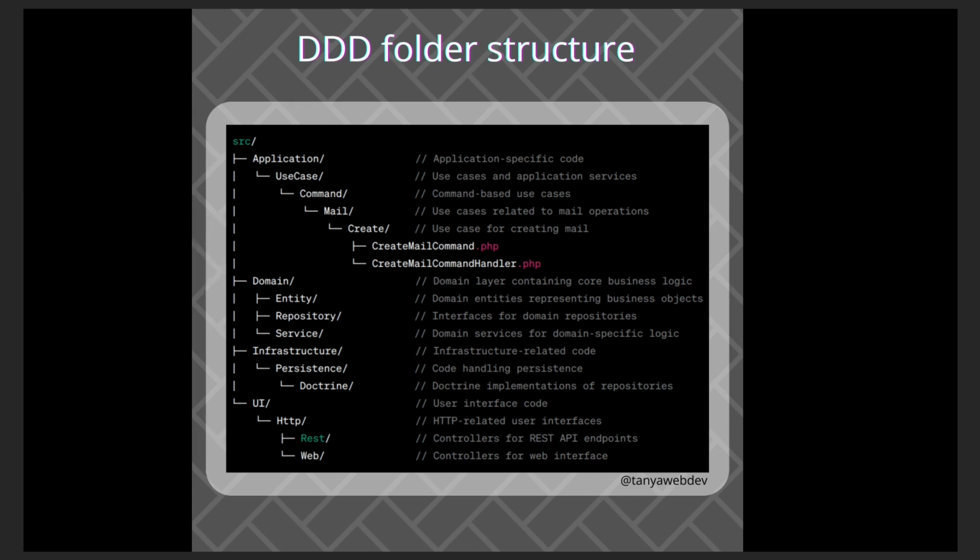Domain. The domain layer is the heart of the application, representing the core business logic. It is designed to be independent of the user interfaces and infrastructure, allowing the domain to be the most critical and reusable part of the application. Entity. In this subfolder, we define domain entities, which are the main business objects in the application. Entities encapsulate both behavior and state, representing the core concepts of the domain.